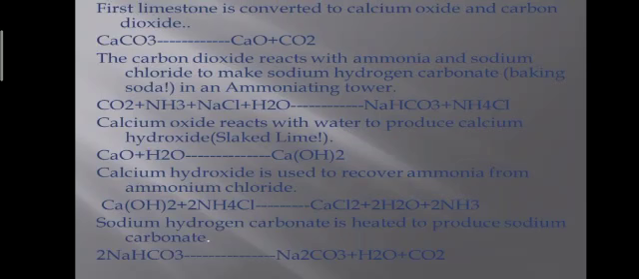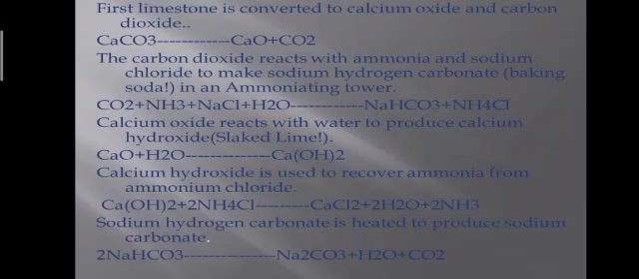Now the precipitates of sodium bicarbonate get separated from the solution with the help of filtration from the carbonating tower. That is, we are removing sodium bicarbonate from the carbonating tower with the help of filtration. And this sodium bicarbonate can be used as baking soda.